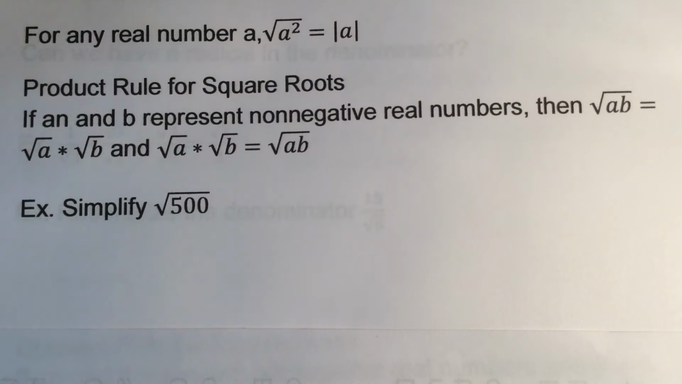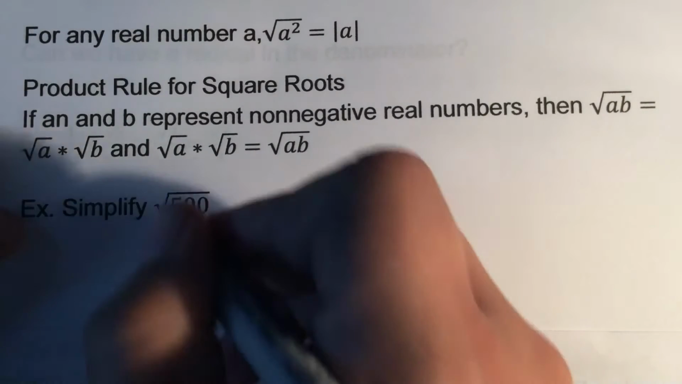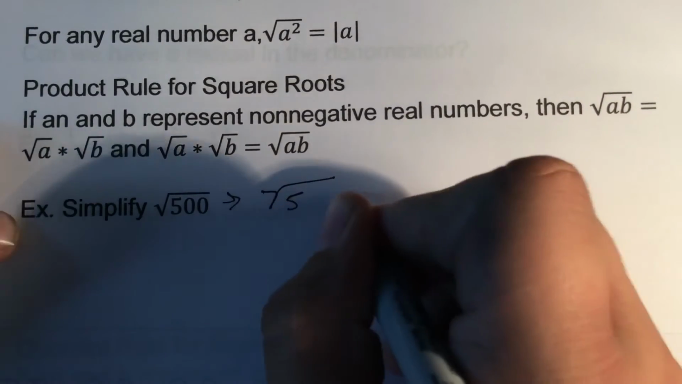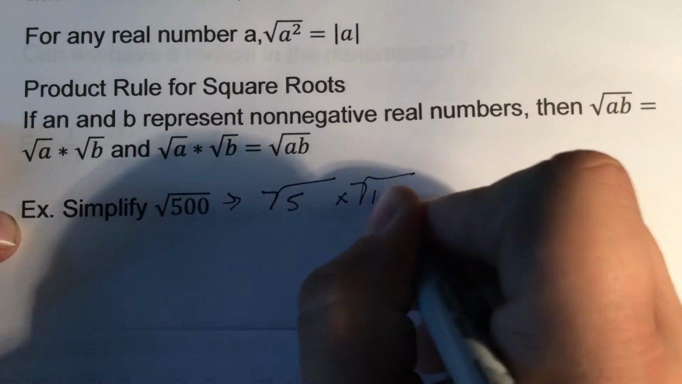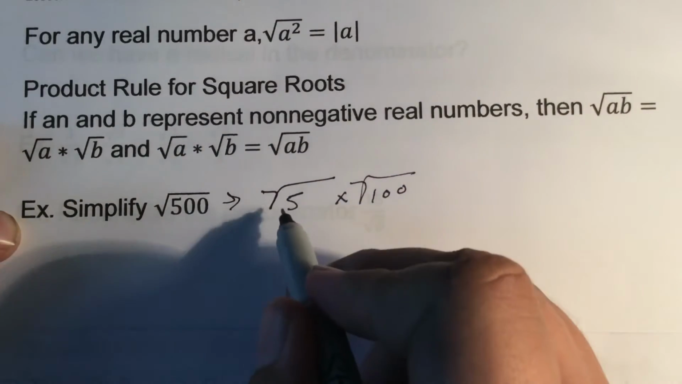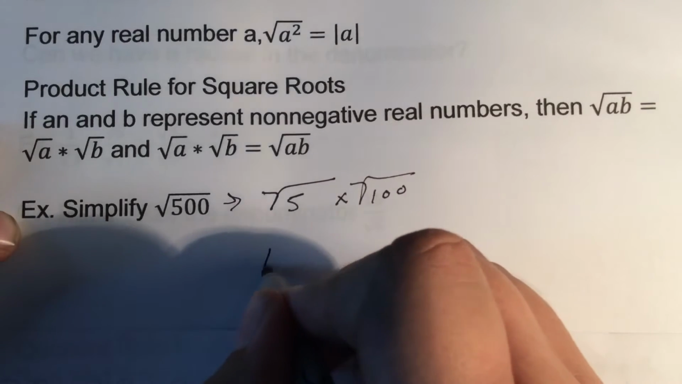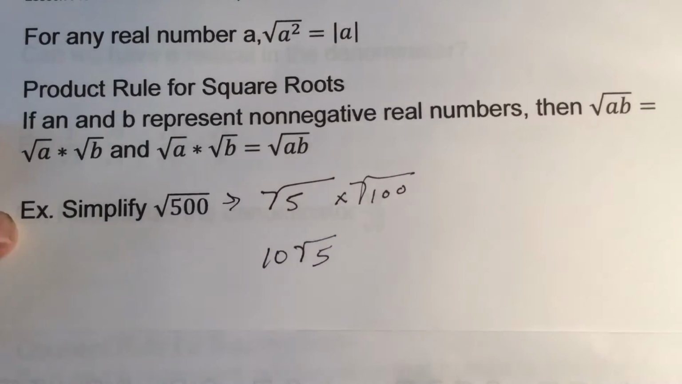So that allows us to simplify square roots. Because what we could do is rewrite this as the square root of 5 times the square root of 100. Well, 5 we can't do anything with, but the square root of 100 would be 10. So 10 square roots of 5 is how we can simplify that down.